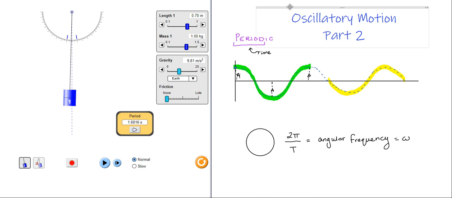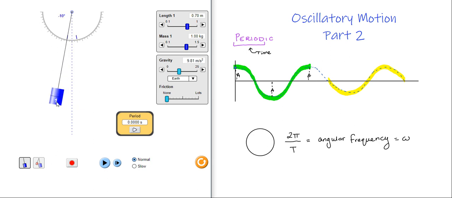Now let's see what happens when we adjust some things about this motion. But we're going to take a look at it not only from this experimental vantage point, but also from a more theoretical perspective based on the information that we know. So if I set this to 10 degrees and I release it, if I adjust the mass here, I'm going to see that there's no change in the period, that it doesn't have any effect on the motion of this pendulum.